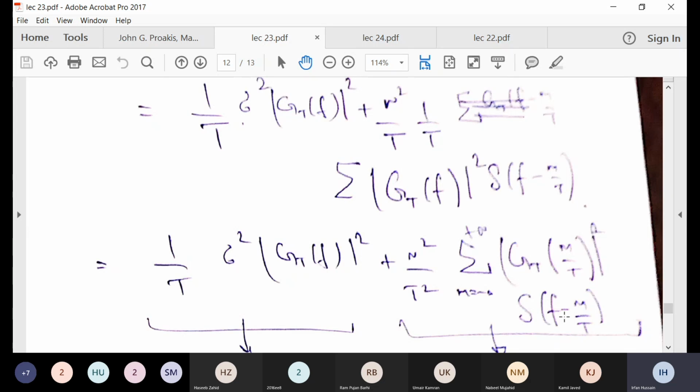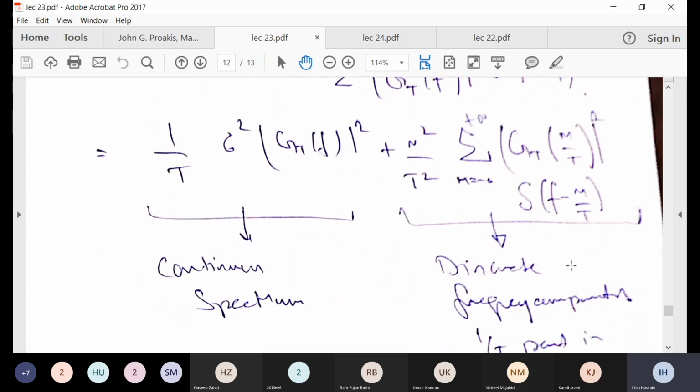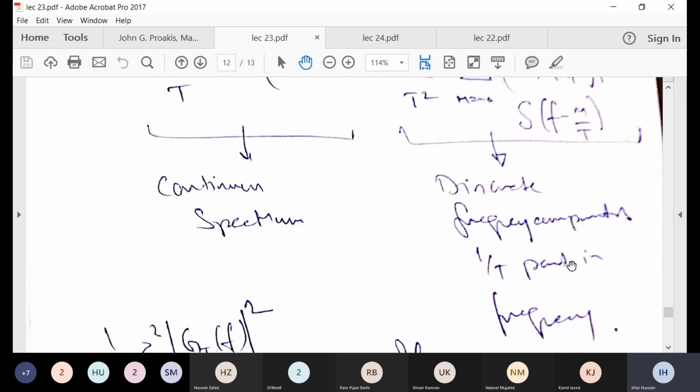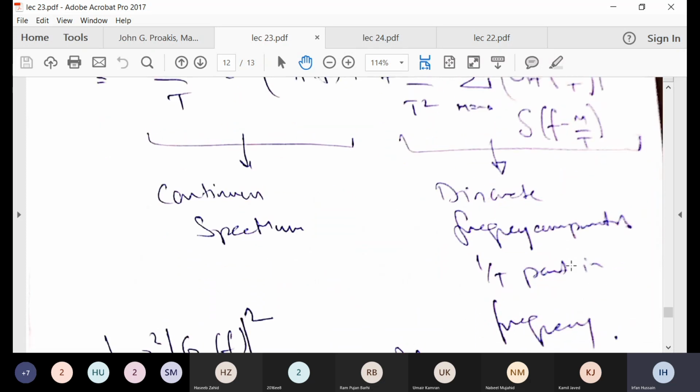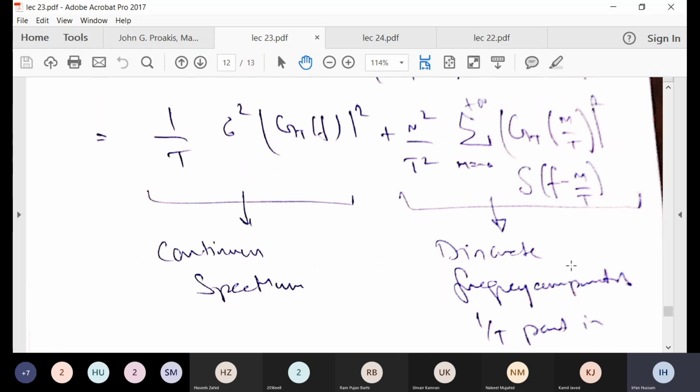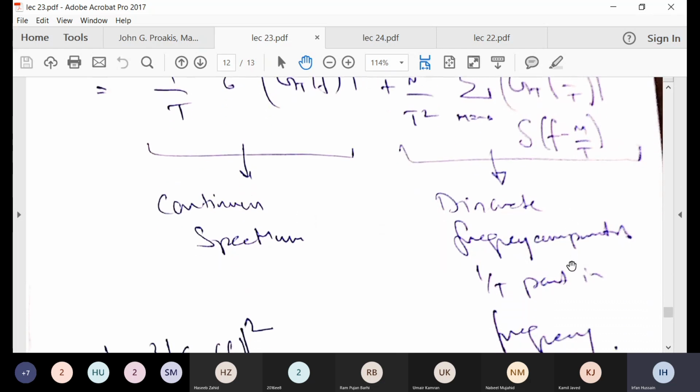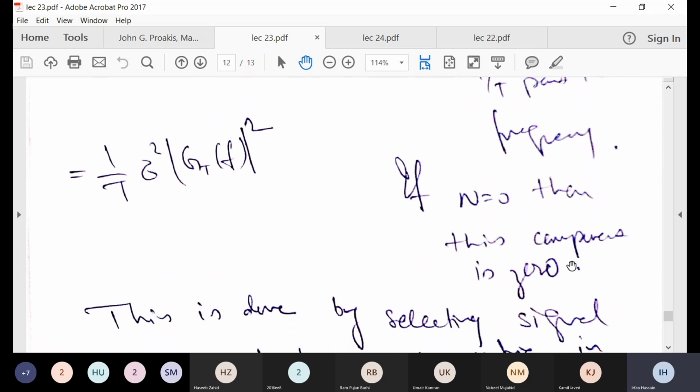So f is equal to m over T. That is why this f becomes m over T. This will exist at values of f where f is equal to m over T, and they are apart by 1 over T, because for m equal to 1 it's 1 over T, for m equal to 2 it's 2 over T. 1 over T is frequency. These are spikes at different frequencies.